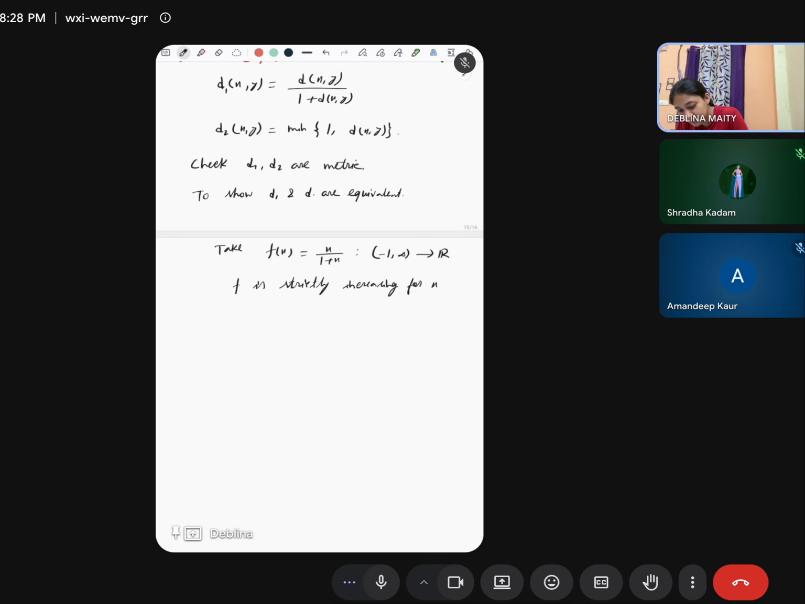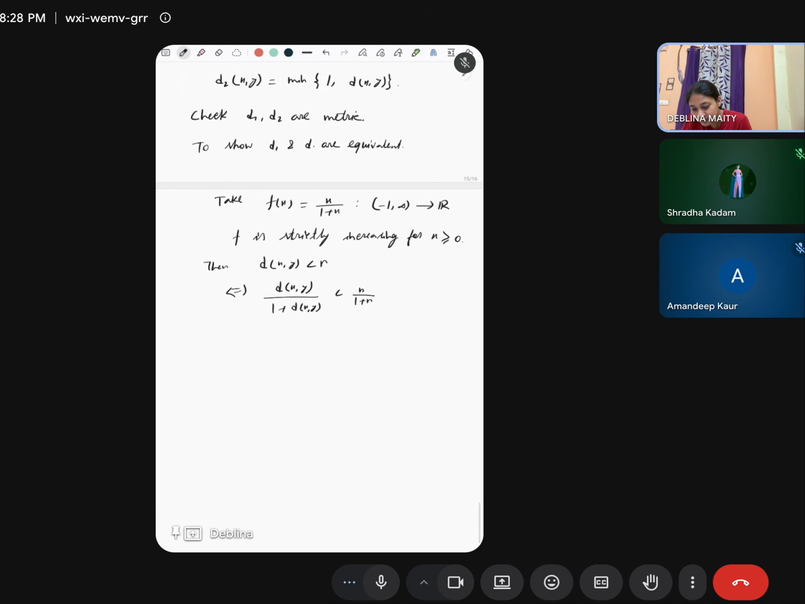For x greater than or equal to 0. Okay, so since this is strictly increasing, d(x,y) less than r will imply d(x,y)/(1+d(x,y)) is less than r/(1+r), right? This is strictly increasing, that's why this is true, and it is vice versa also.